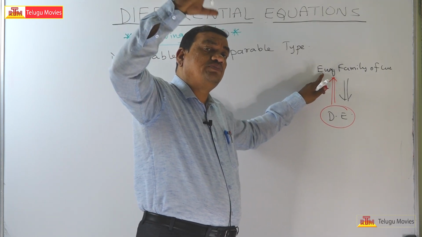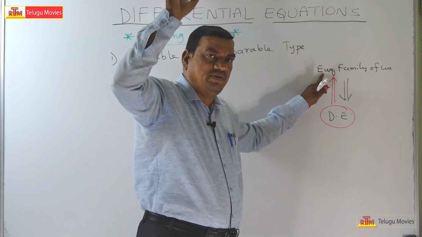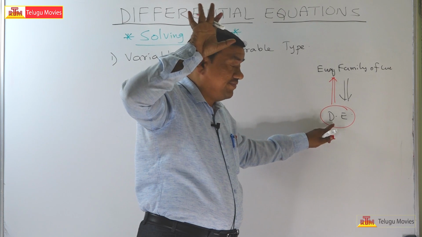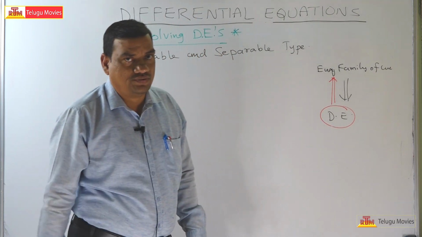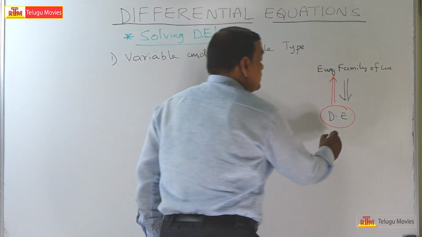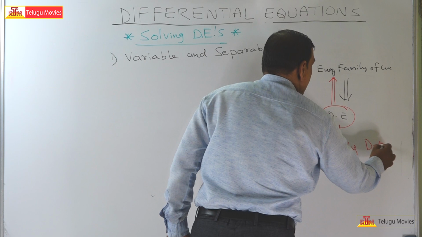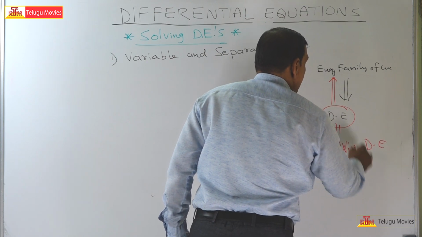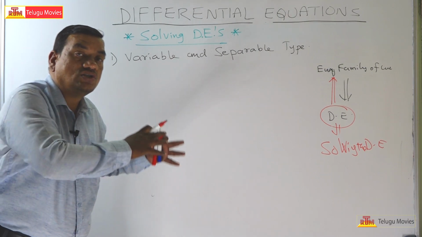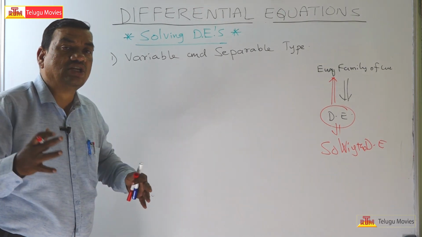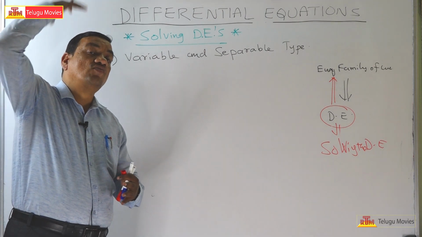Those family of curves may be circles, ellipses, parabolas, or anything, a pair of straight lines, whatever it may be. Understand? One differential equation will be given, and you have to find the family of curves. This process is called solving the differential equation. Solve the differential equation means you have to find the equation of the family of curves.